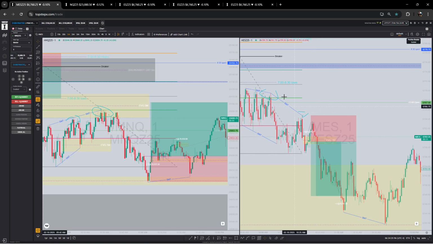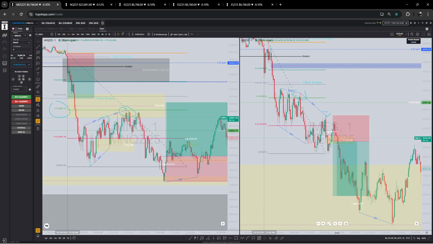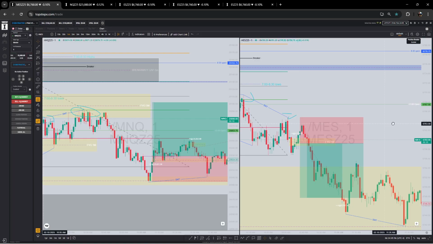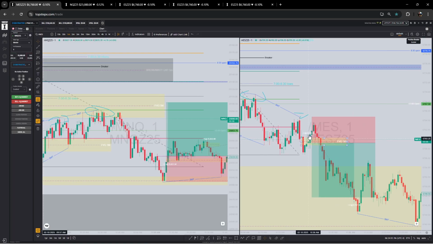So after we made the SMT with NQ hitting discount of the range, and we had the 4-hour FVG to be traded to, we had this displacement with a FVG. When price came up, as you can see, I took 4 contracts right here.